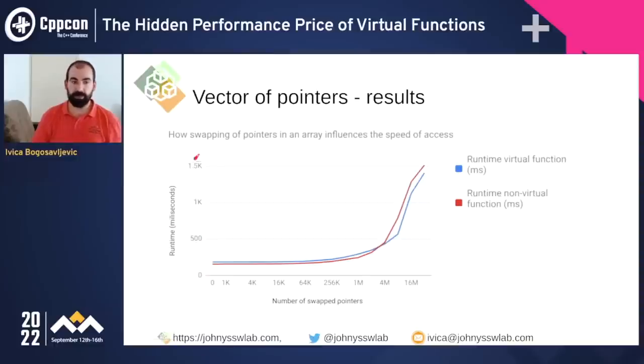On the left side, we have the runtime, and on the x-axis, we have the number of swapped pointers. So remember, we have 20 million objects in our array, and we measure runtime for virtual function and runtime for non-virtual function. So what happens? You see that when the number of swapped pointers is small, let's say up to 256k pointers, so this corresponds to about 5% of the array size, the runtime is mostly low, it's about 200 milliseconds. But as the number of swapped elements grows, the runtime gets worse and exponentially worse.